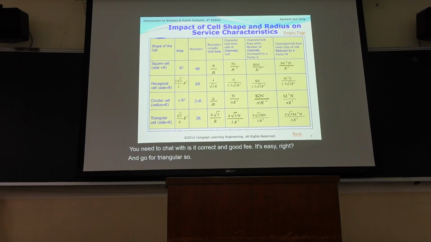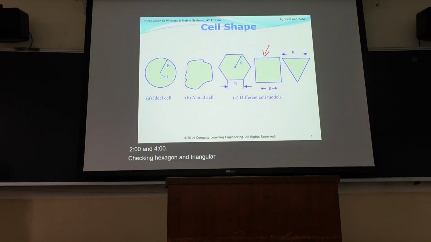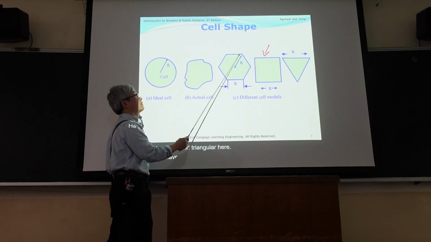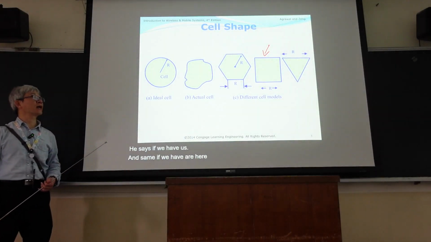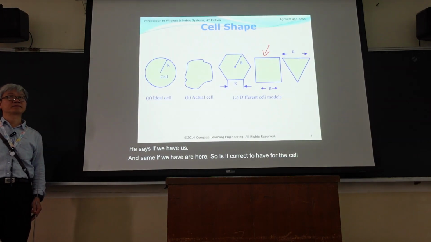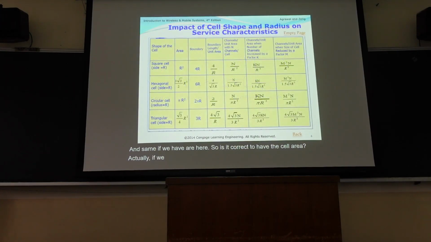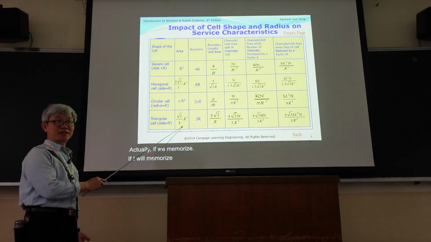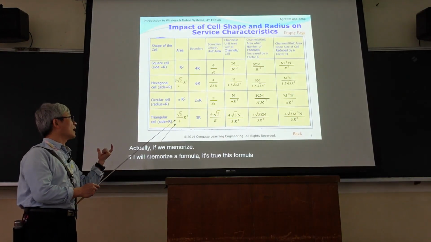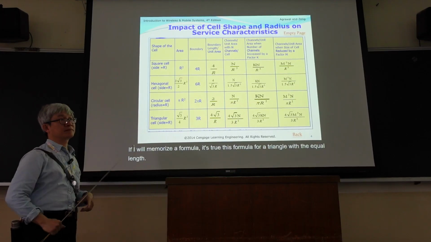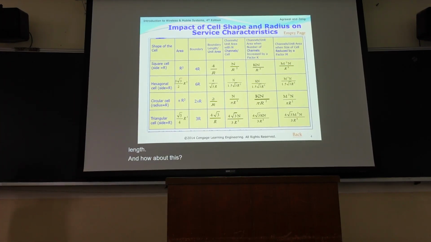Numbers 2 and 4, checking hexagon and triangular here. It says if we have R, and the same if we have R here. So, is it correct to have the cell area? Actually, if we memorize the formula, it's true. This formula is for a triangle with equal length sides. And how about this? Good four.